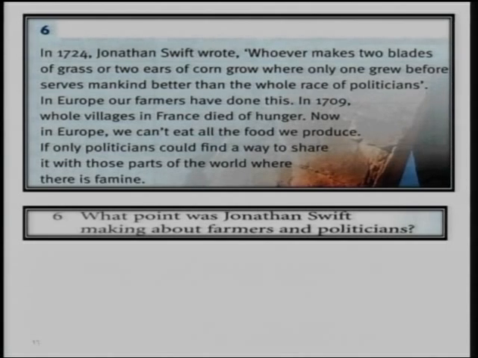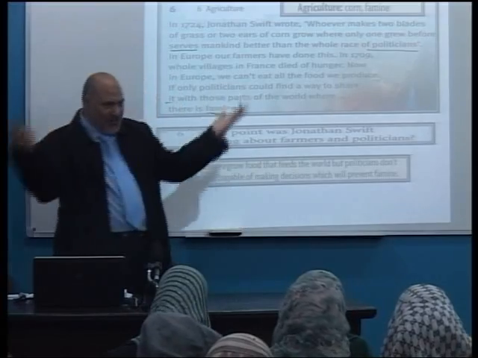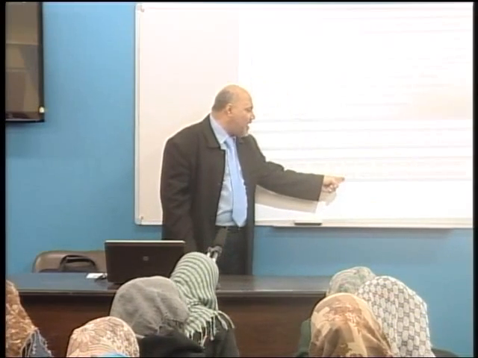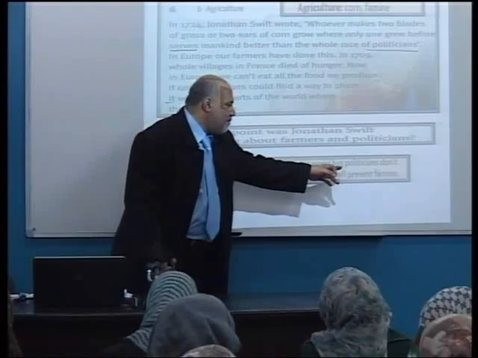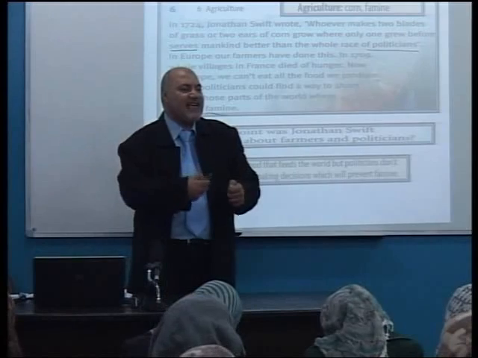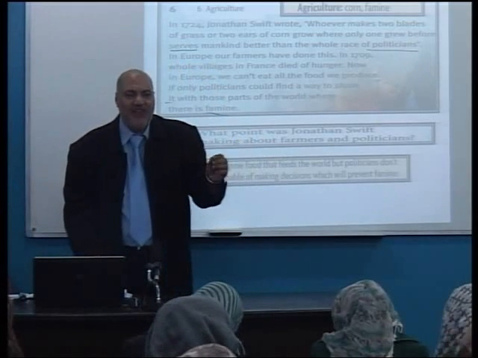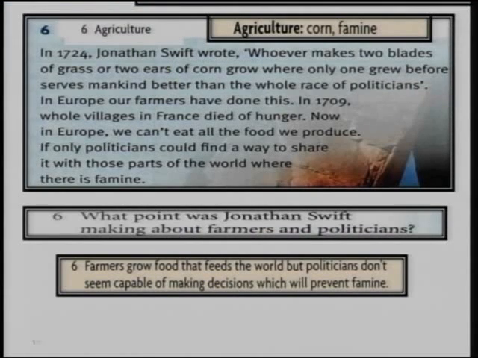So the question is, what point was Jonathan Swift making about farmers and politicians? The answer is, farmers grow food that feeds the world. Good, very good. But politicians don't seem capable of making decisions. They can't decide which will prevent famine. So why is there famine? Because politicians don't give these countries food. So we hope that politicians will give the additional food to these countries who suffer from famine, from lack of food. So the title is agriculture, and the two words are corn and famine, lack of food.